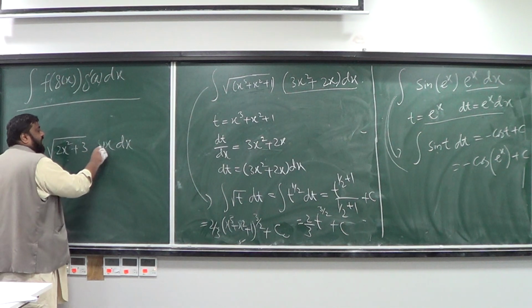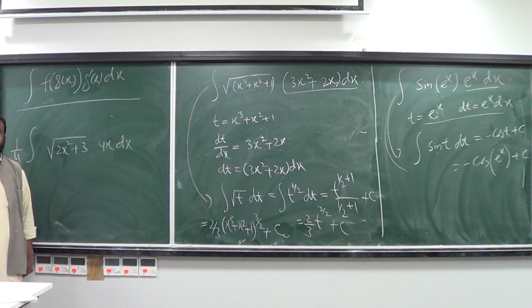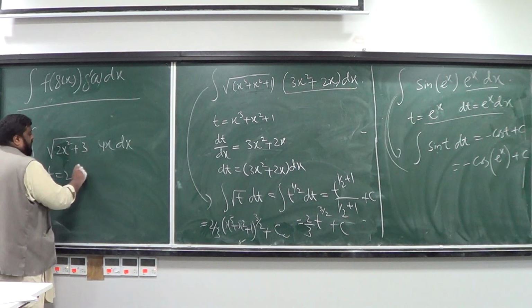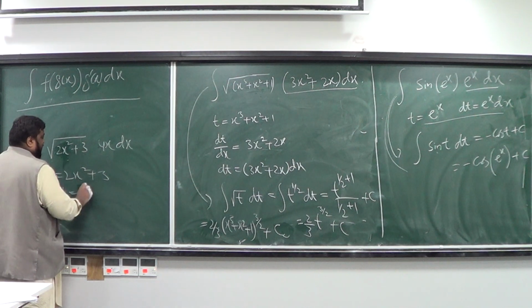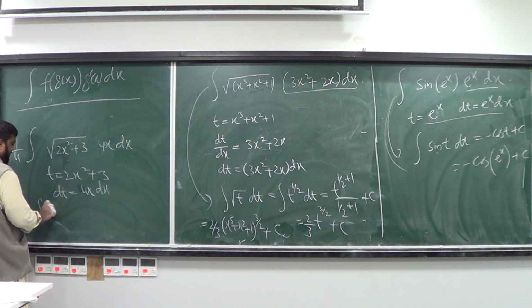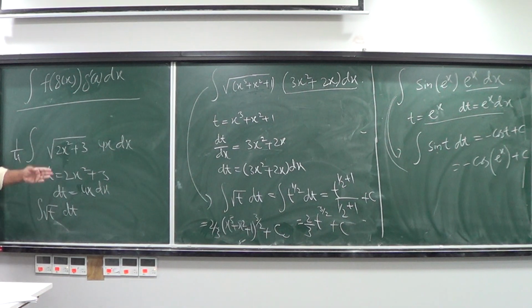So let's multiply by 4 inside and outside, because I know I can take this 4 outside of the integral, and the 4 will cancel out and nothing would change. Then apply the same technique: my t is 2x square plus 3, my dt is 4x dx, and this will become the square root of t dt. Integrate it like that, and then substitute back, and you're going to get it.